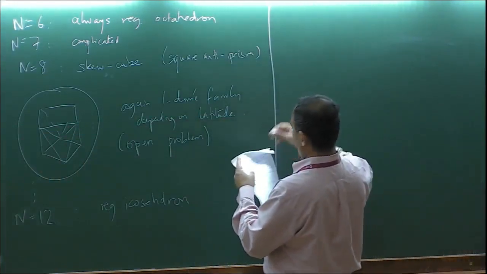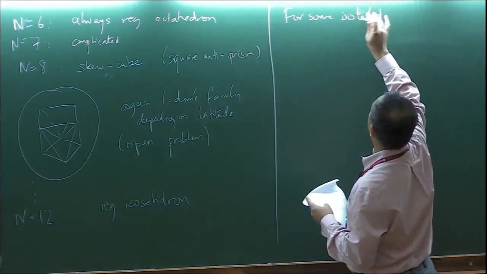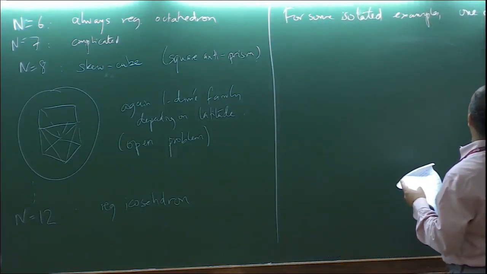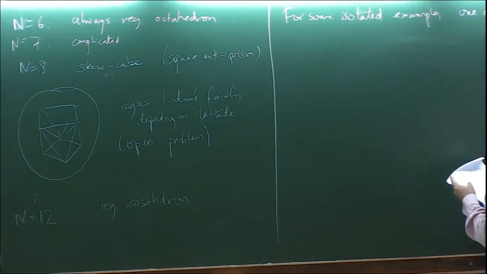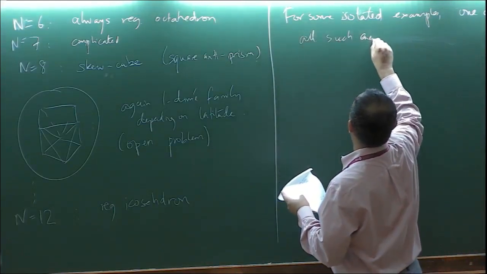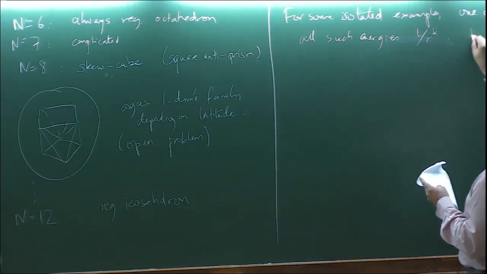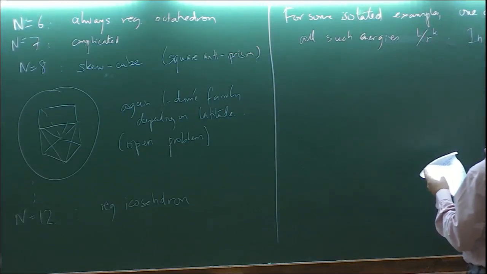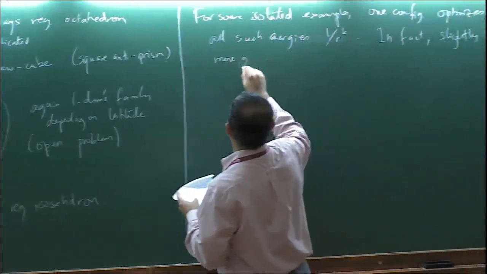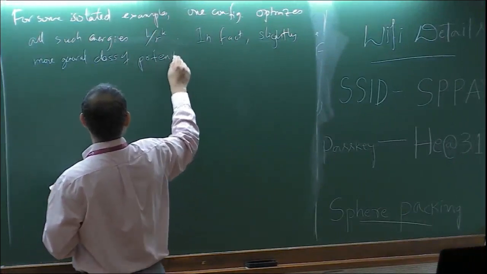So for some isolated examples, one configuration optimizes all such energies, 1 over r to the k, right? In fact, it's slightly more general, a class of potentials. So let me define what that is.